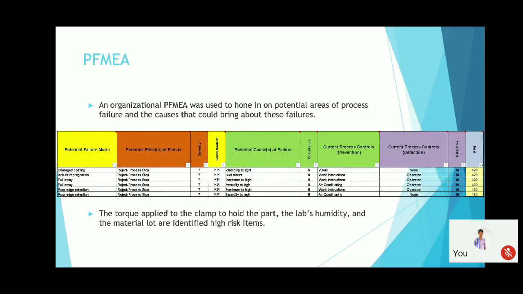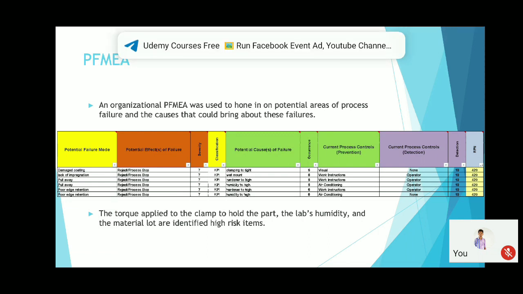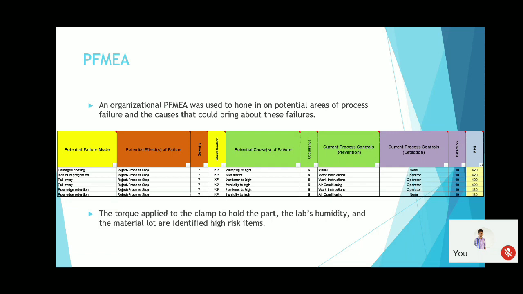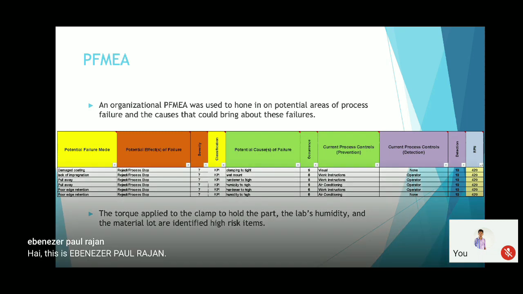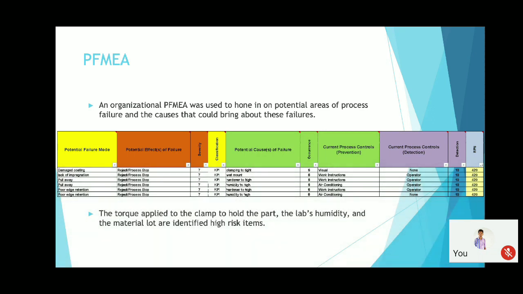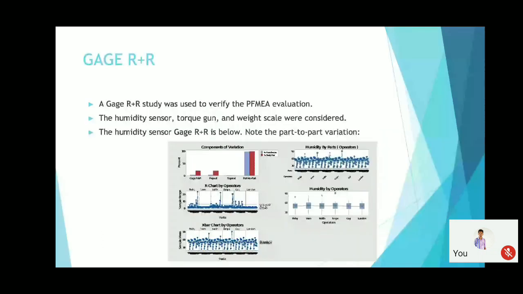Okay, this failure mode analysis is very important to understand potential failures. If you see here, like a lack of impregnation, pull off, and edge retention, these are the kinds of process failure modes that we are able to identify, and you can identify the severity and the number of occurrences, all those things. There are two types of PFMEA, a design level and a product level. What we are talking about is the product level.